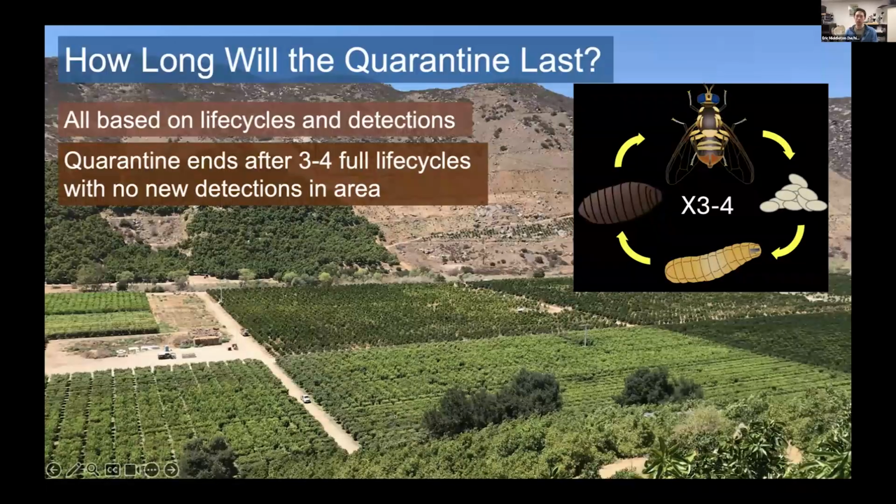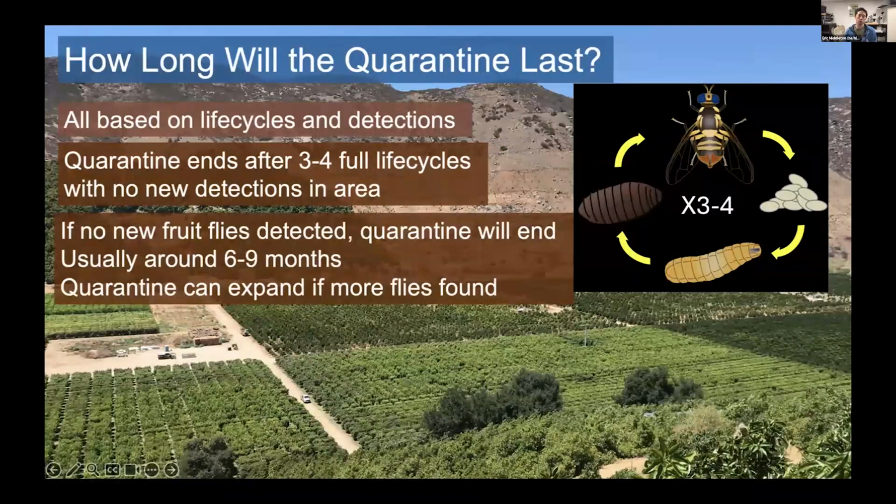So basically, if we've gone through 3 or 4 life cycles and we haven't found any more, then we're pretty sure it's been eradicated, and the quarantine can end. So if no new fruit flies are detected, the quarantine ends, and that usually is around 6 to 9 months. But if more flies are found, the quarantine can expand and be prolonged. So if you've gone, say, 6 months, you're almost there, and then suddenly find another fruit fly, then you're back to square one again. You have to go another 3 to 4 full life cycles.